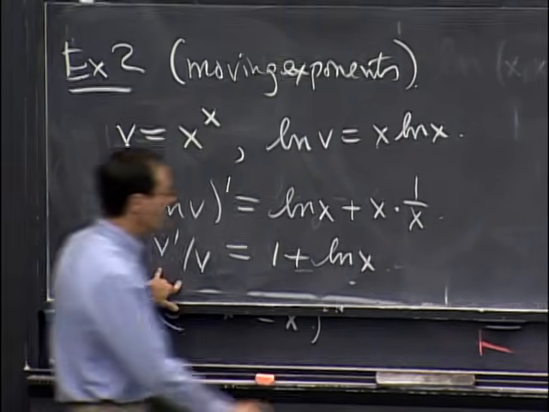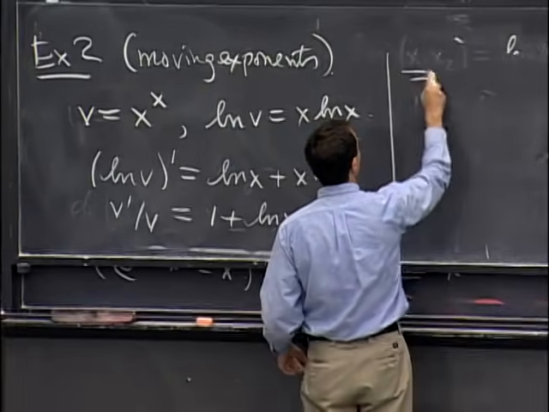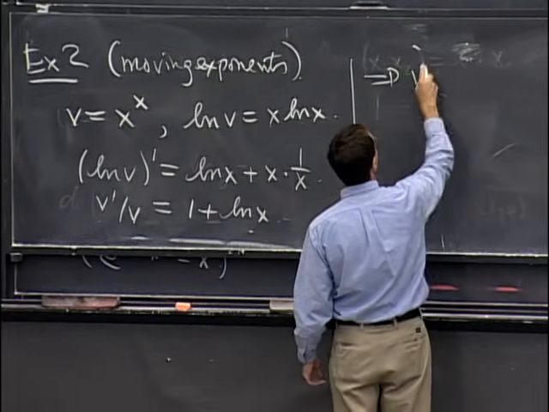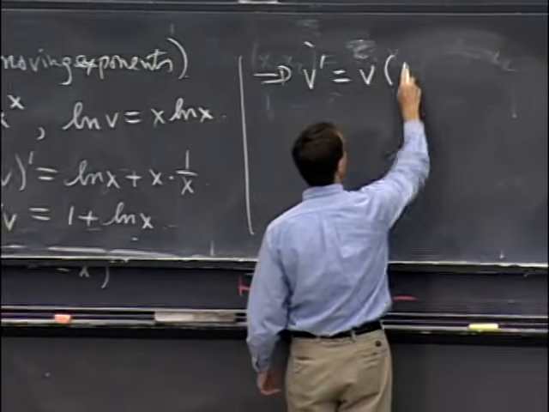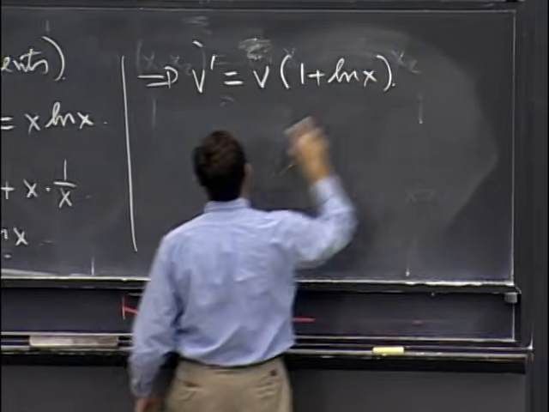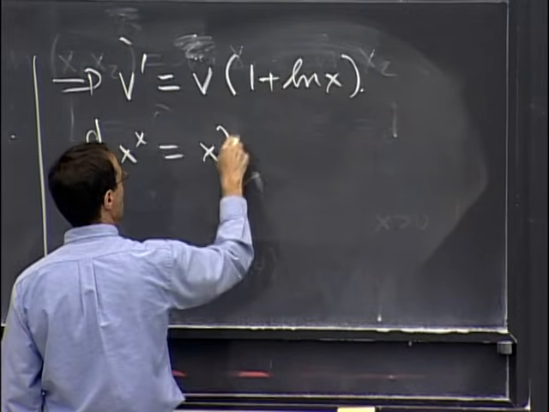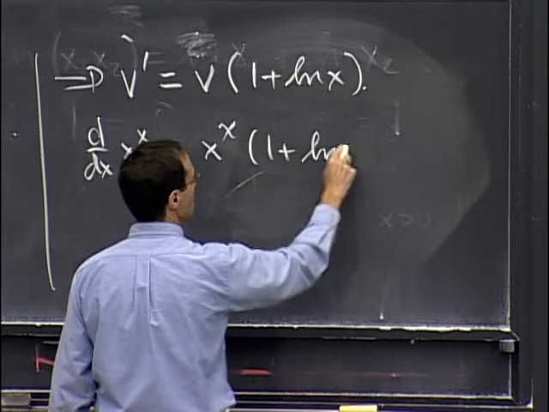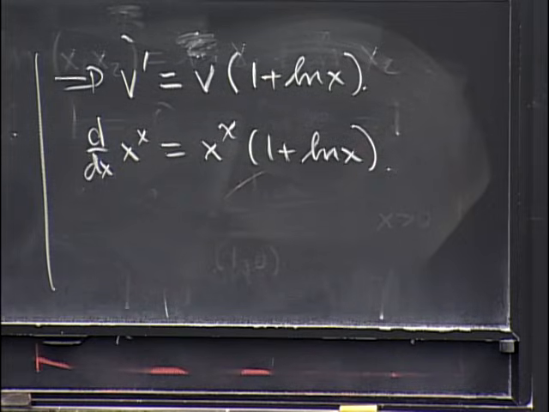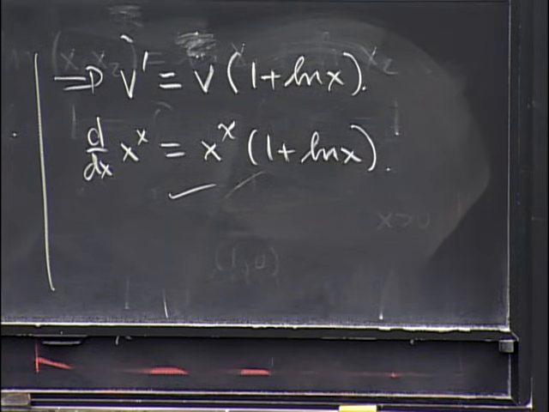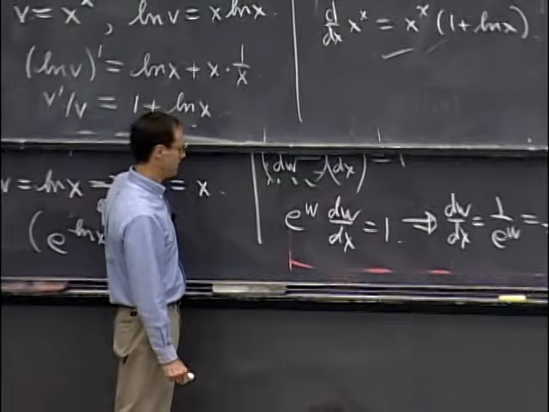And now I'm almost done. I have v prime is equal to v times 1 plus log x. And that's just d by dx of x to the x is equal to x to the x times 1 plus log x. All right, that's it. So these two methods always work for moving exponents.